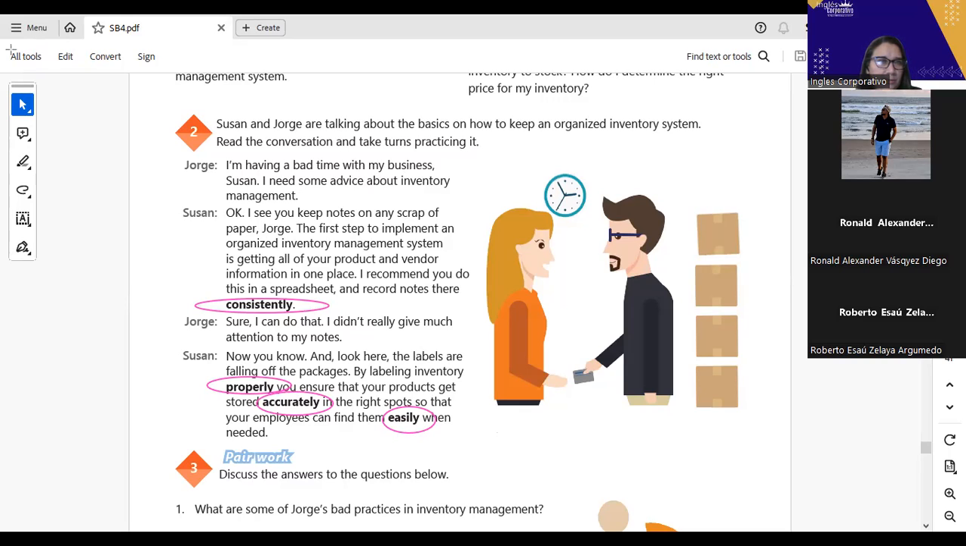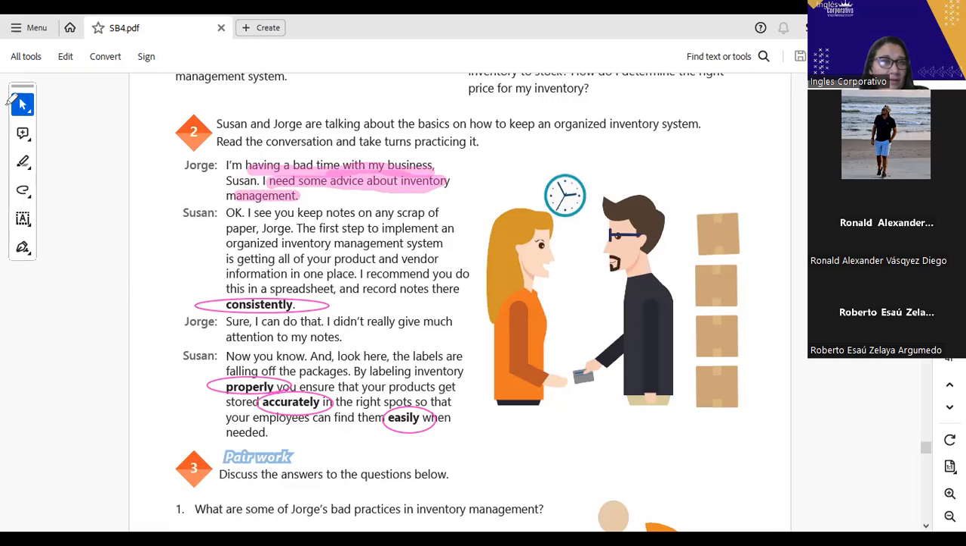I think I'm going to use this other function to highlight. Okay. "I'm having a bad time with my business. I need some advice about inventory management." So this is the problem. Jorge is just explaining what happened.